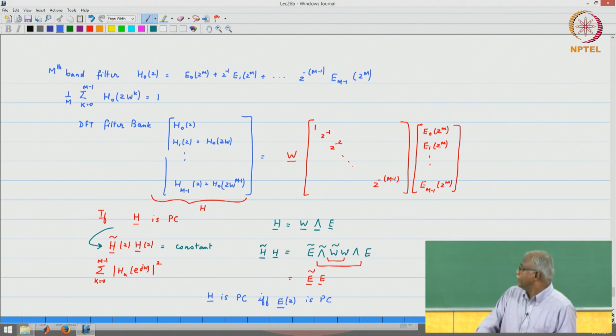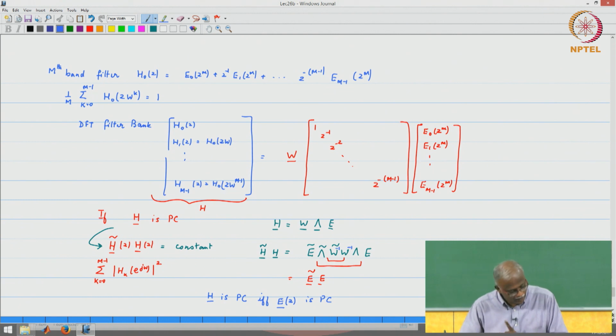So it should be the IDFT matrix, right? Instead of W, it should be W to the power minus. Okay, so maybe this one should be W inverse tilde. Yeah, I will have to verify, but I think you are right, because what you will get is the negative powers of W, which is the IDFT matrix. Yes, you are absolutely correct. Okay. So, the relationship between H and the polyphase components is an important one.